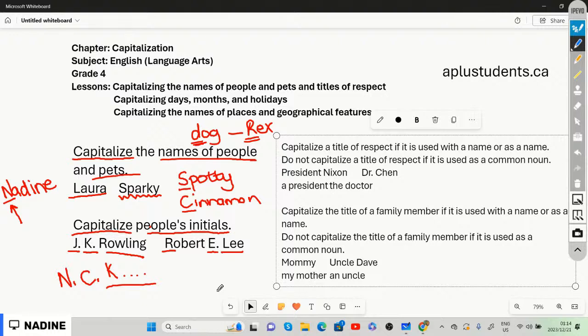All right, so we capitalize names of people, we capitalize names of pets, we capitalize people's initials and surnames, right? And then we also need to capitalize titles of respect, especially if it is used with a name or it is used as a surname. So we need to capitalize a title of respect if it is used with a name or if it is used as a name.